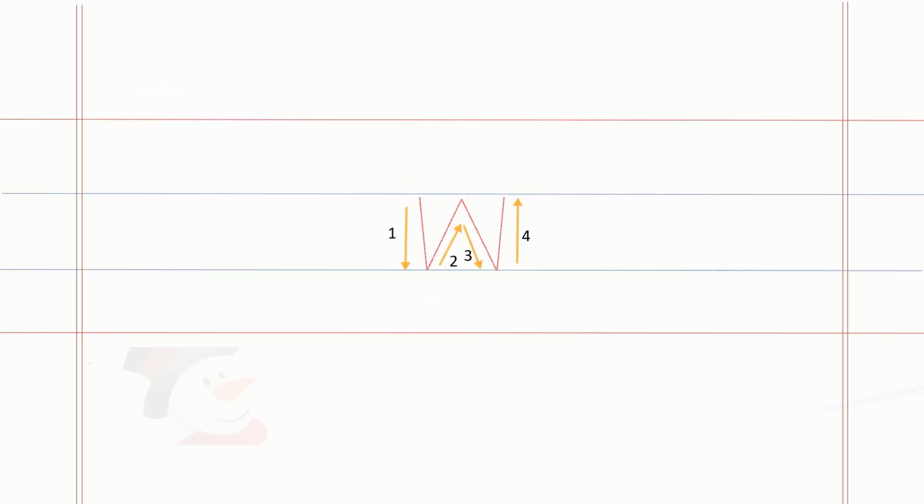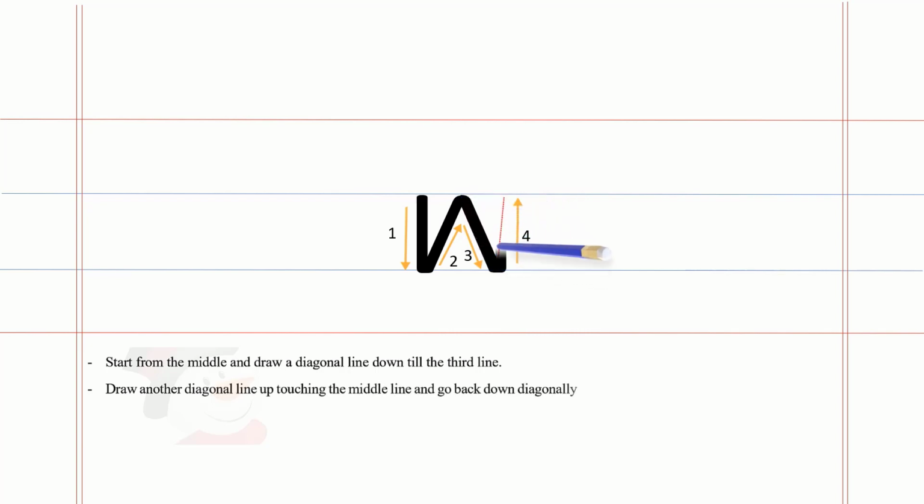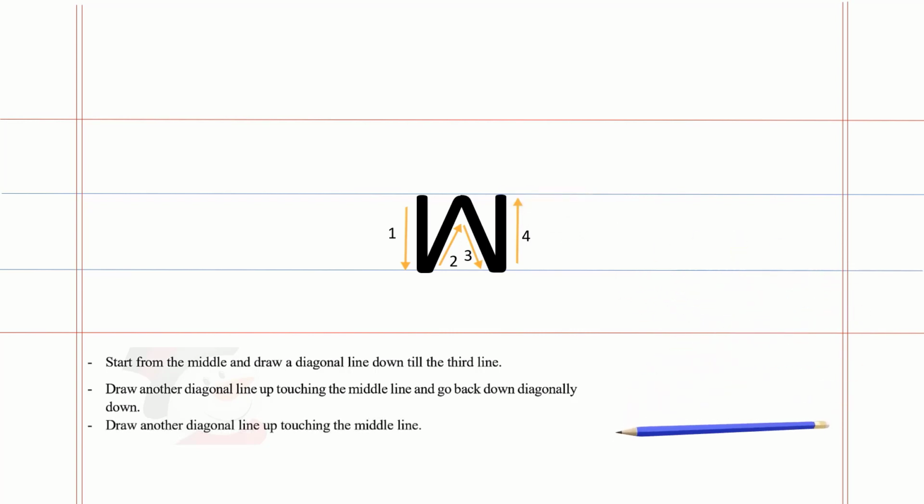Small w. Write small w on the first 3 lines and give instructions. Start from the middle and draw a diagonal line down till the 3rd line. Draw another diagonal line up touching the middle line and go back down, diagonally down. Draw another diagonal line up touching the middle line.